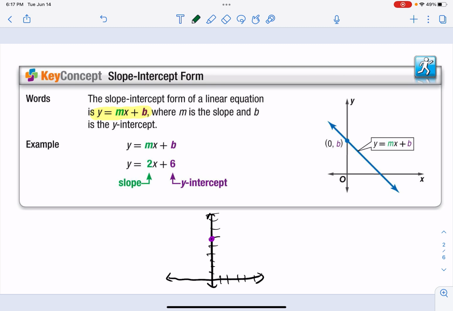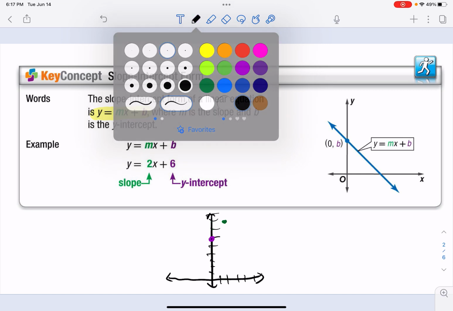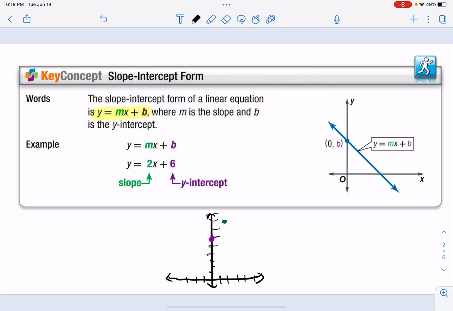Now you count out at least 2 points of your slope. You count out your rise, which is 2, 1, 2, and then right 1. Also realize that when you're counting out slope, and it's a positive slope, you can go negative and negative. What I mean by that is I can go down 2 and left 1 and get another point. Connect all 3 points, and there you have what that line would be if it were graphed. So we put down the y-intercept, and then we count out the slope at least 2 times.